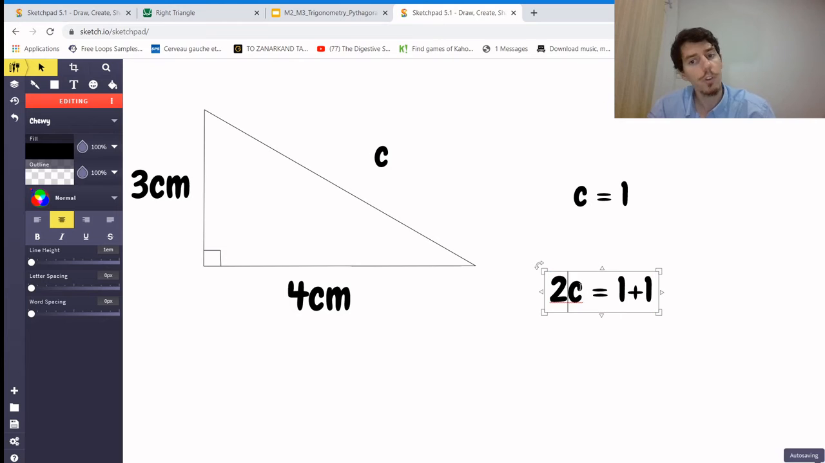But a lot of students make this mistake sometimes. They know that you have to divide by 2 because you don't want 2c, you want only 1c, but they will write something like this: 2c divided by 2 equals 1 plus 1 over 2. And if we do this, 2c divided by 2 is c, but 1 plus 1 over 2 is 1.5. That is not 1. So that's why I say you have to give it to everybody.